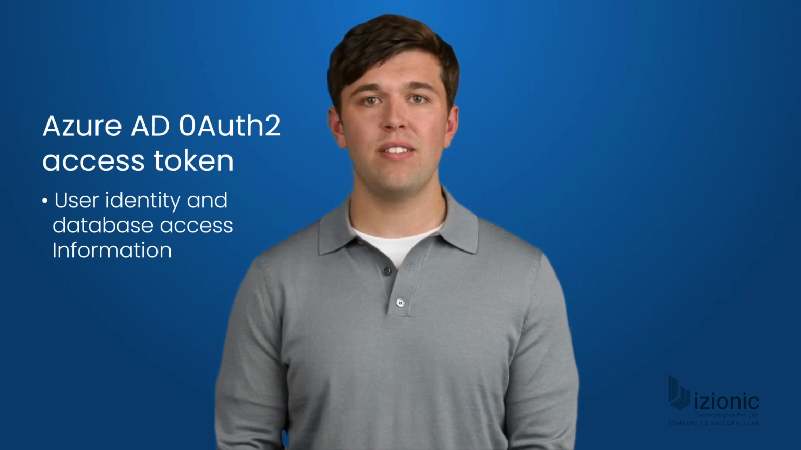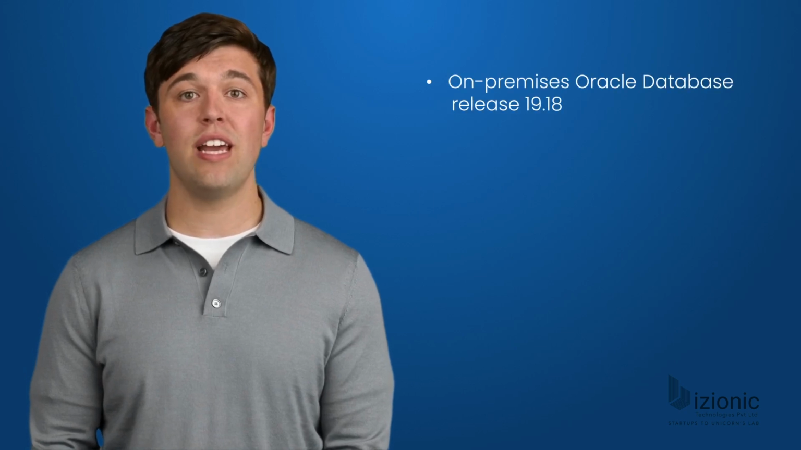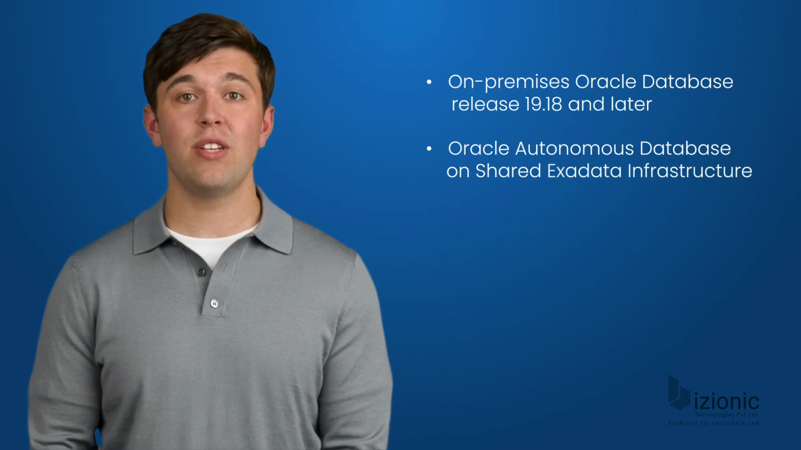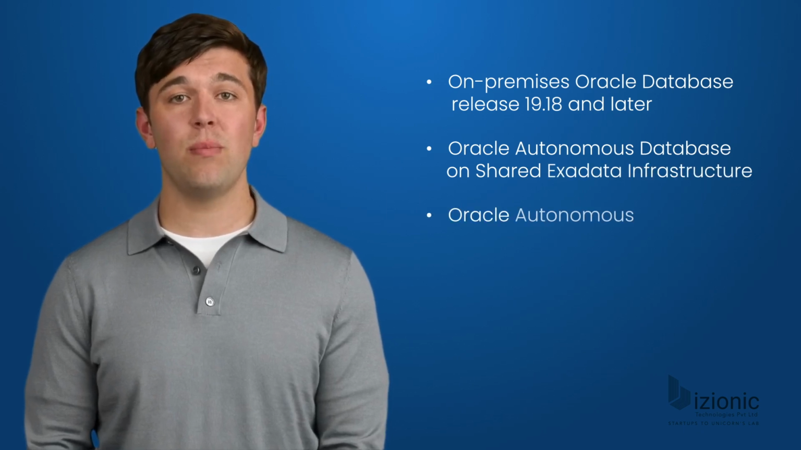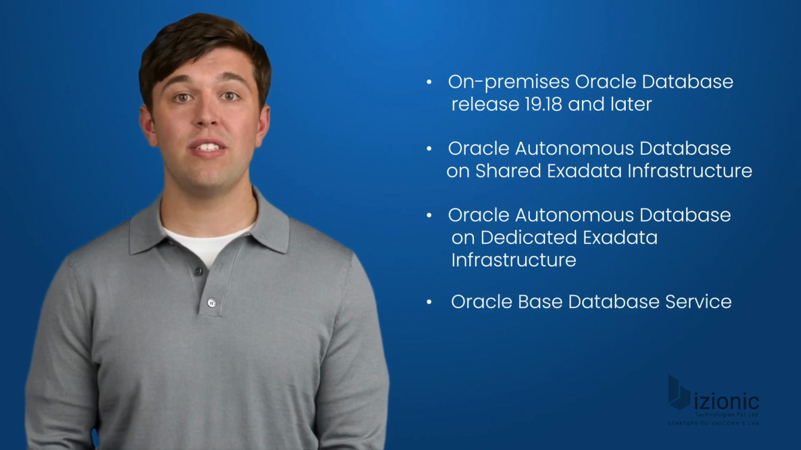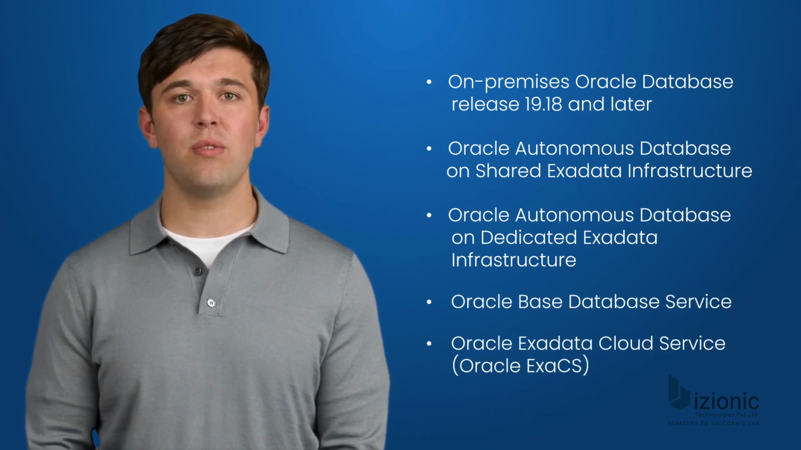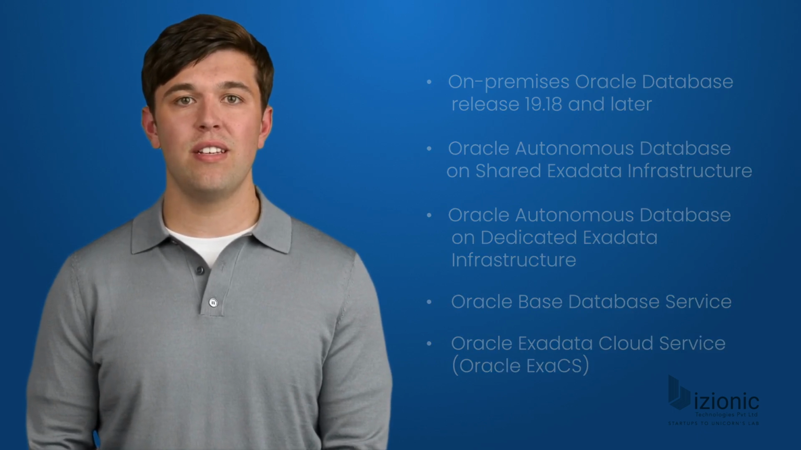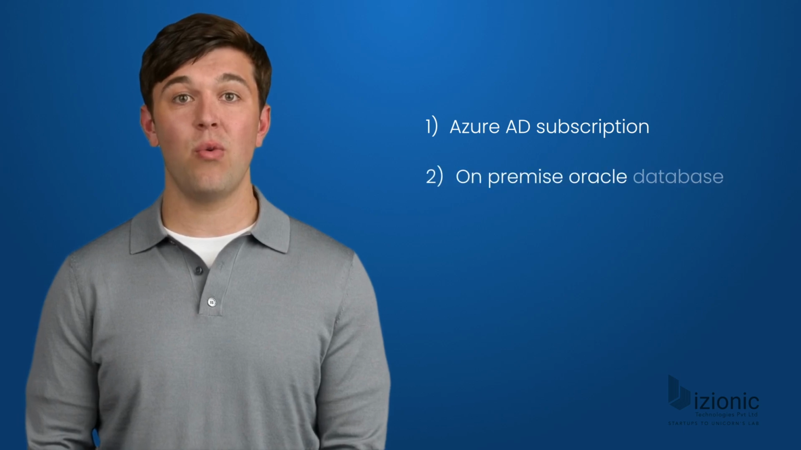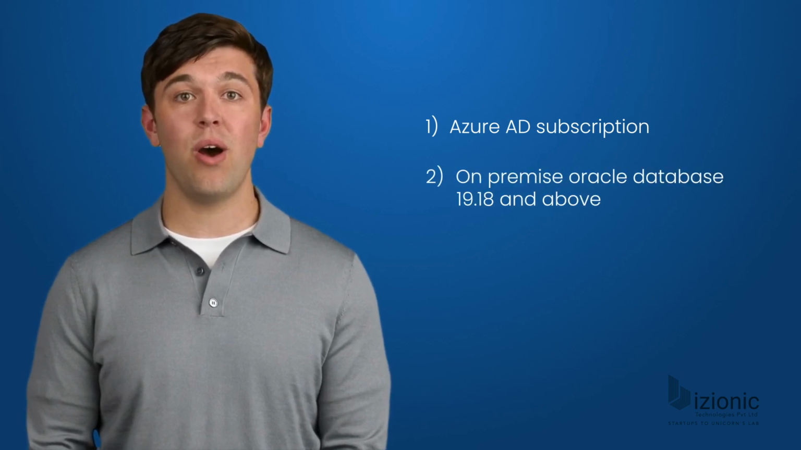This OAuth 2 access token contains the user identity and database access information and is then sent to the database. You can perform this integration in the following Oracle Database environments: on-premises Oracle Database Release 19.18 and later, Oracle Autonomous Database on Shared Exadata Infrastructure, Oracle Autonomous Database on Dedicated Exadata Infrastructure, Oracle Base Database Service, and Oracle Exadata Cloud Service, Oracle ExaCS. This demonstration requires the following prerequisites: 1. Azure AD subscription. 2. On-premises Oracle Database 19.18 and above.